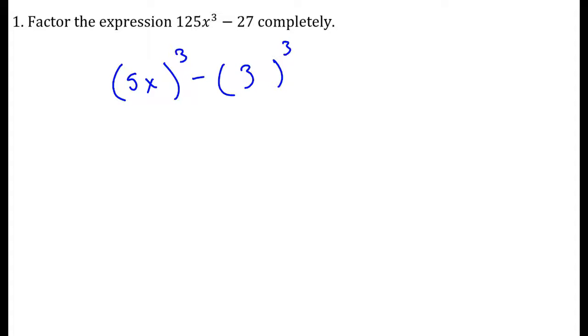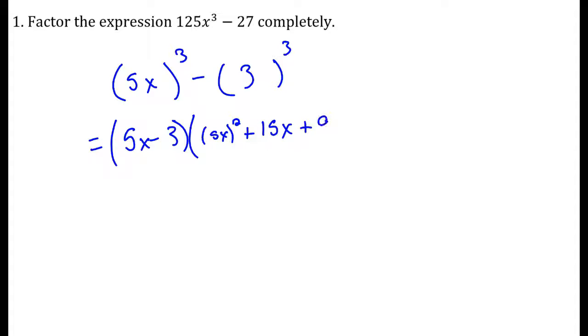So when I factor this, the linear term is easy. 5x minus 3, same sign, 5x minus 3, times the first thing squared, opposite sign, so plus the product of them, plus 5x times 3 is 15x. Always positive, the last thing squared is 3 squared, which is 9. So we have 5x minus 3 times, well, what's 5x squared? 5x times 5x is 25x squared, plus 15x plus 9.